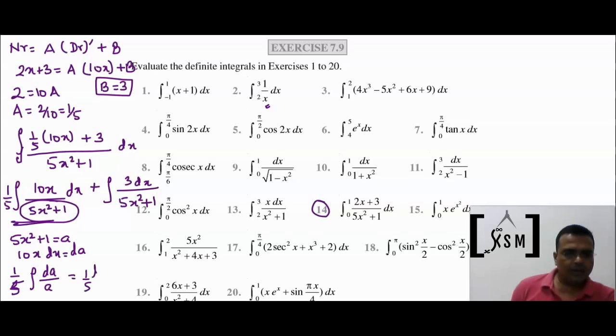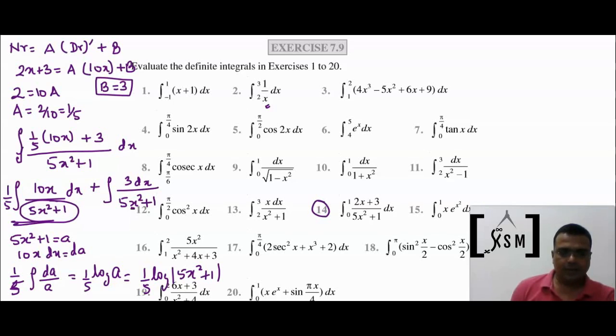And what was the log value? The value was log of 5x square plus 1. Good, guys. So this is the integration of the first part. And then for the second part's integration, if you observe, we'll have to make x square alone. Please understand, we have done all this before.